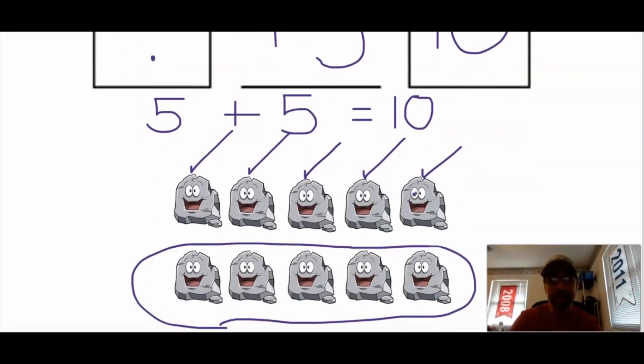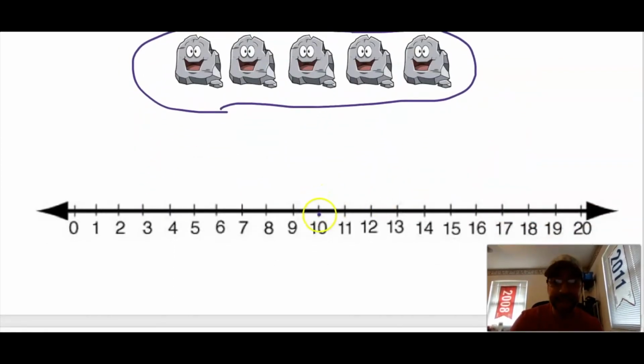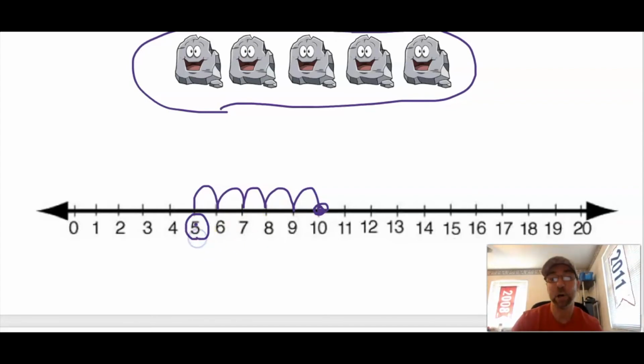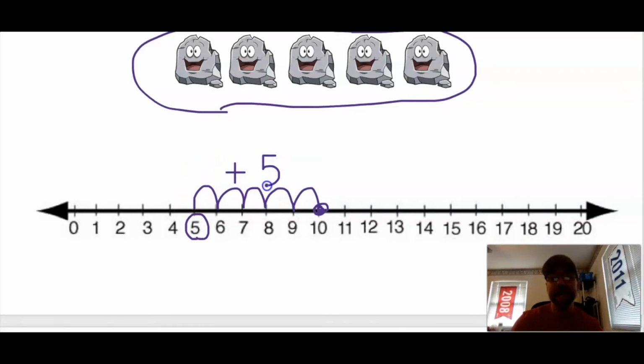Now on my number line, I ended at 10, and I found 5 more. So I found 1, 2, 3, 4, 5. So I started at 5, I found 5 more, and I landed on 10. Awesome job. Go ahead and clear your sheet protector. We're going to try one more problem together.